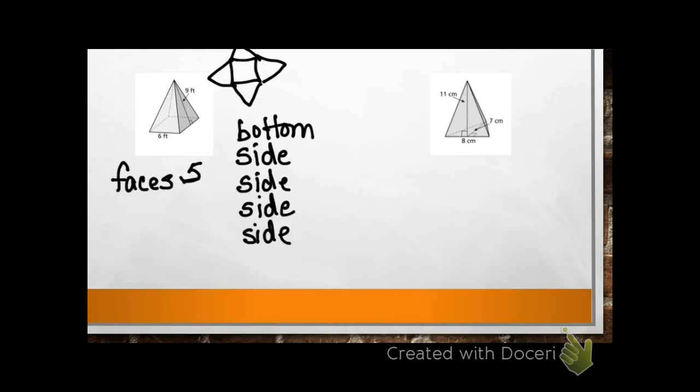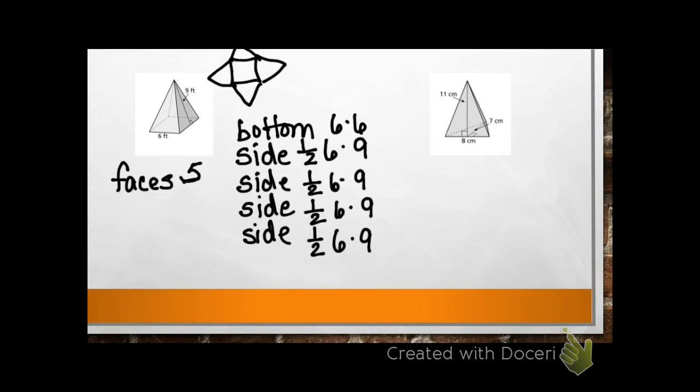Okay, so for my bottom, since it's a square, it's side times side. And if this side is 6, that means the other side is 6. So we have 6 times 6. Then I have my side. My side is a triangle, so it's going to be 1/2 of my base, which I already know is 6, times my height, which is 9. And that's what it's going to be all the way down, because they told us they were going to give us the consistent sides in the pyramids. All right? So we can go through now and add this up.